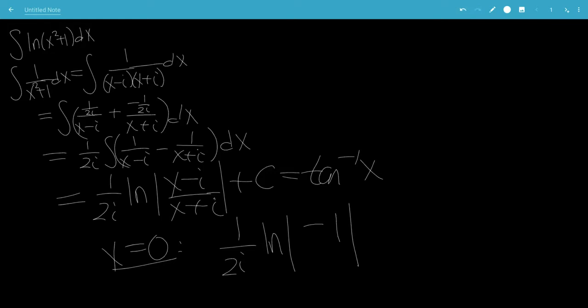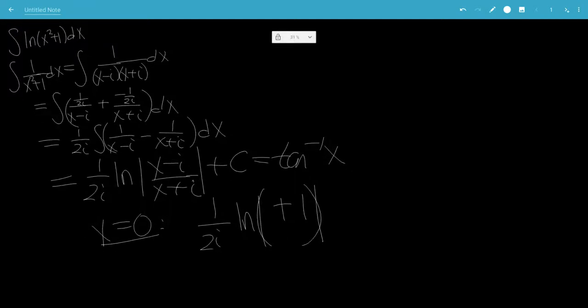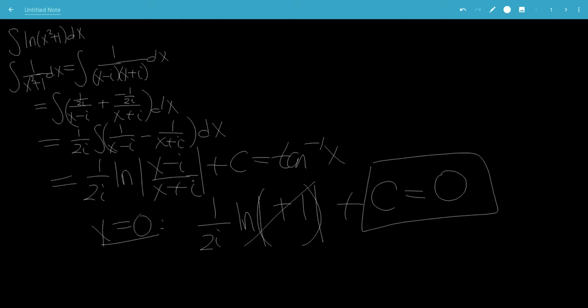Absolute value of negative 1 is plus 1, but without the absolute value, ln of 1 is 0. Plus c equals inverse tangent of x, being 0, is 0. So we get that c is 0. So we get that the inverse tangent of x will be, so 1 over 2i can be written as multiplying i on the bottom and the top. So this would be i times i is negative 1. So this would be negative i over 2.